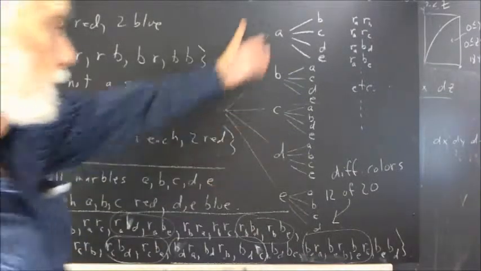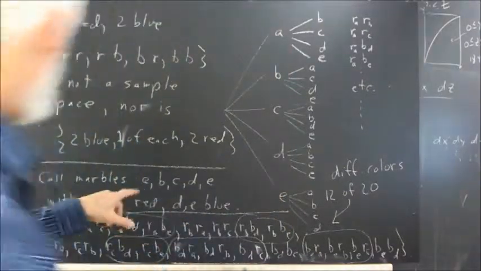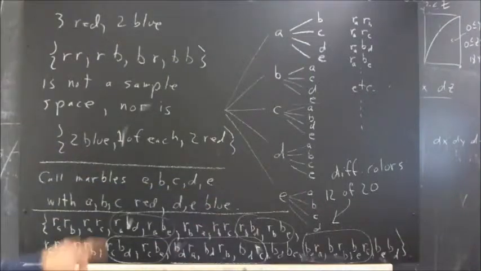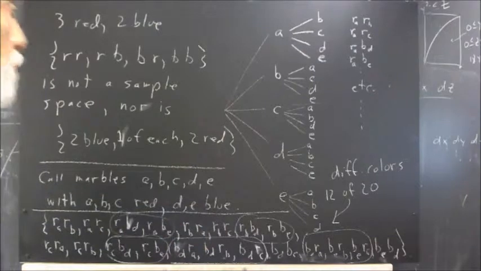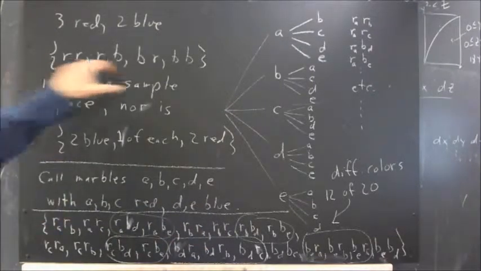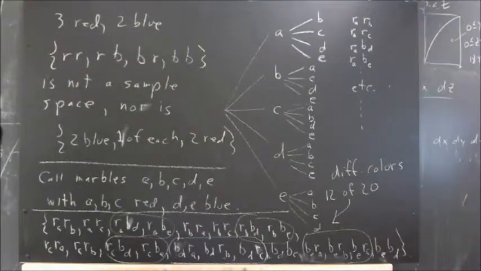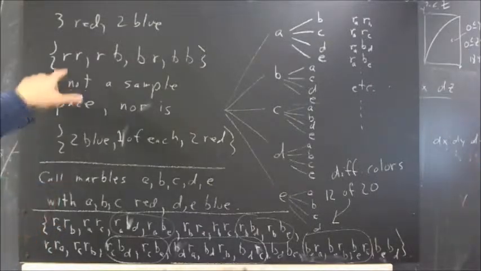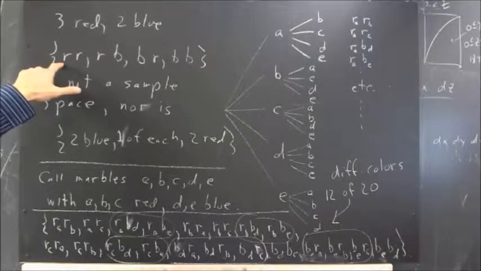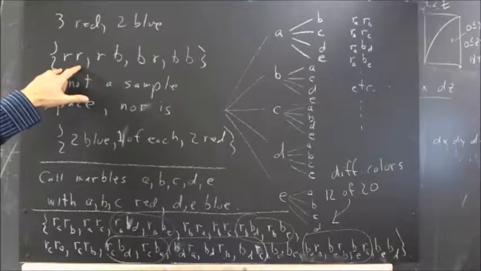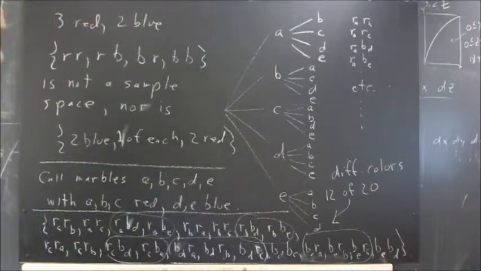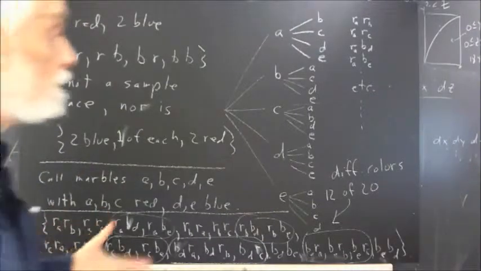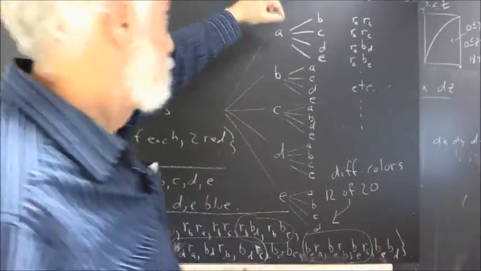Now, having constructed the tree for marbles A, B, C, and D, again with A, B, and C being red, D and E being blue marbles, let's ask if these outcomes can form a sample space. How many ways are there to get red, then red? Look at the tree, see if you can answer that. Okay, well, you should have thought of that.